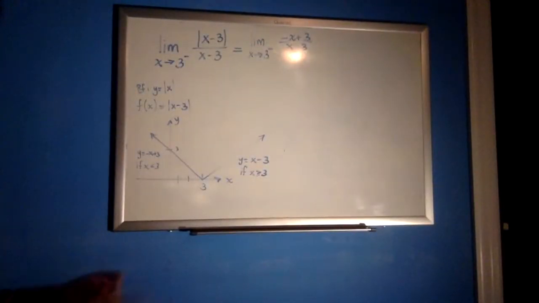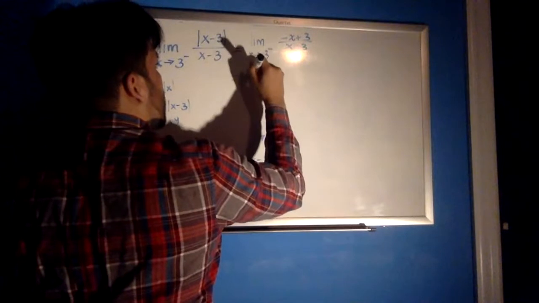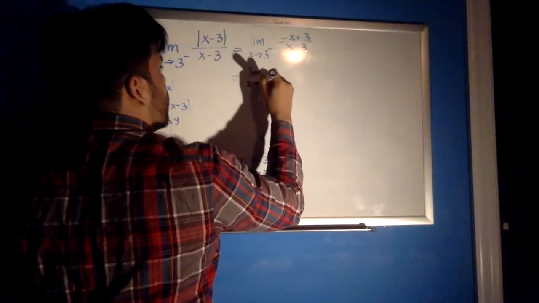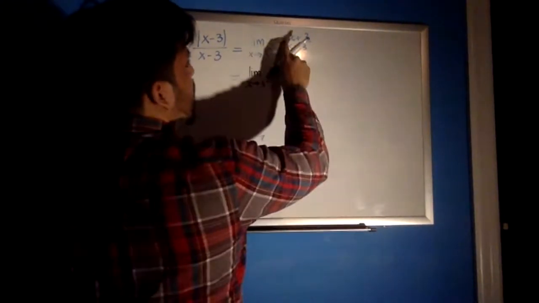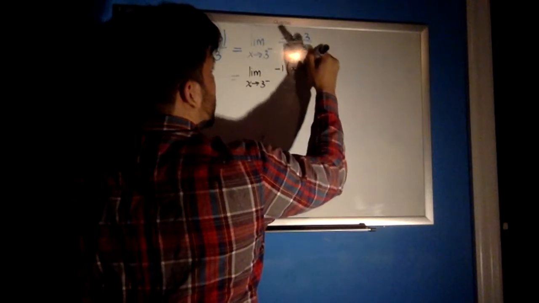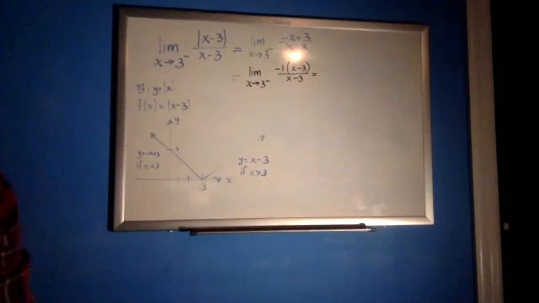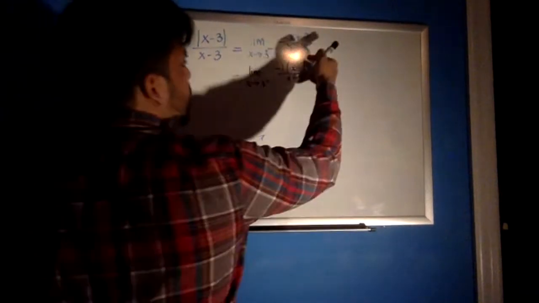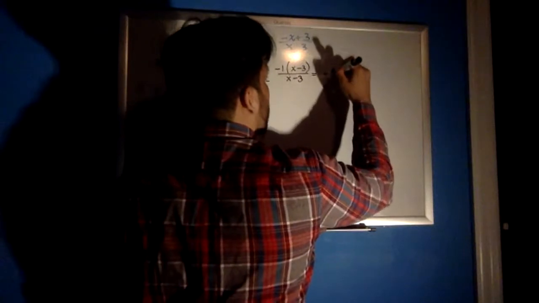So this is where it might be the difficulty, right? This becomes the limit as x approaches 3 from the left. But then what do we recognize? I can factor out a -1 and I get x minus 3 over x minus 3. But the x minus 3's, they cancel. And I'm left with -1.